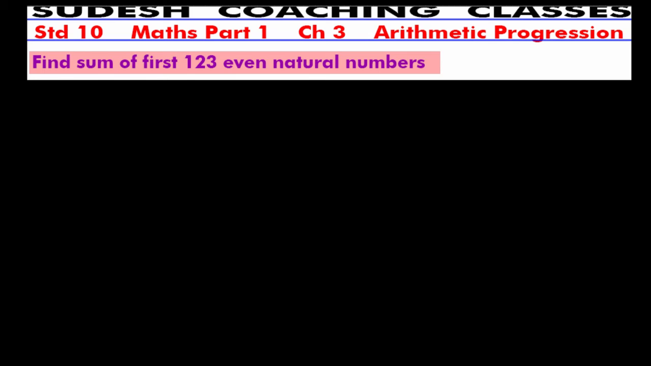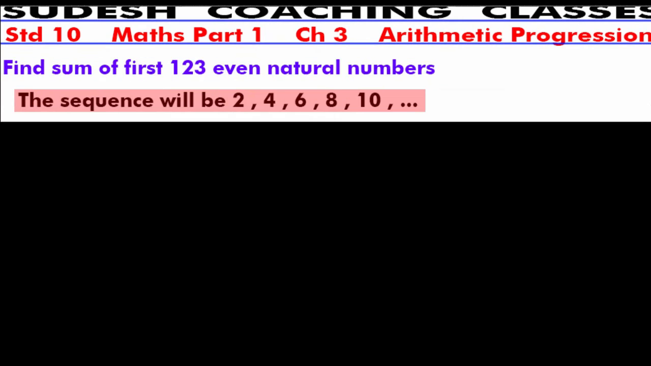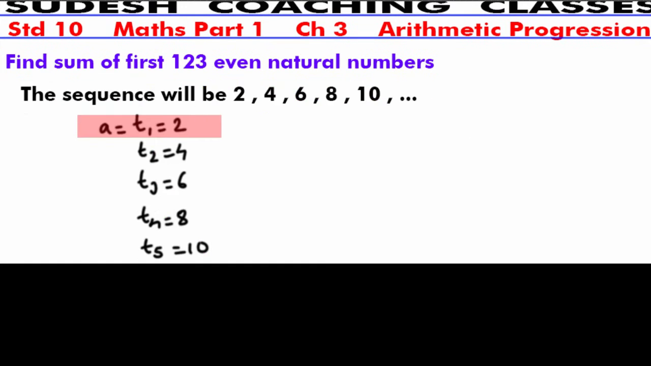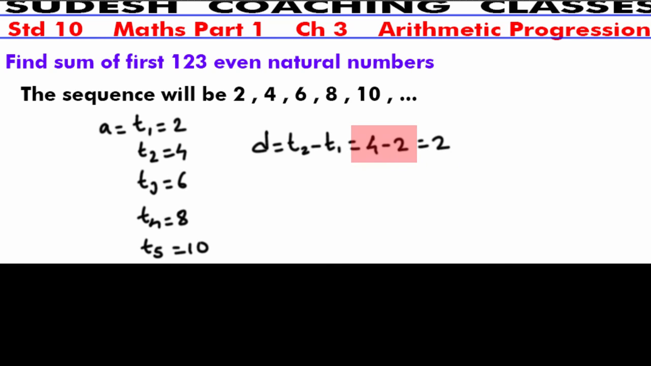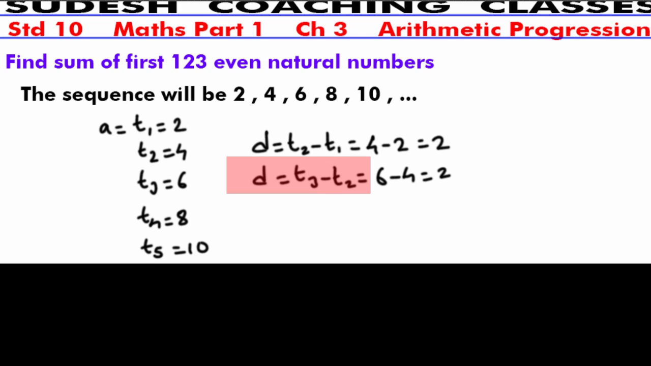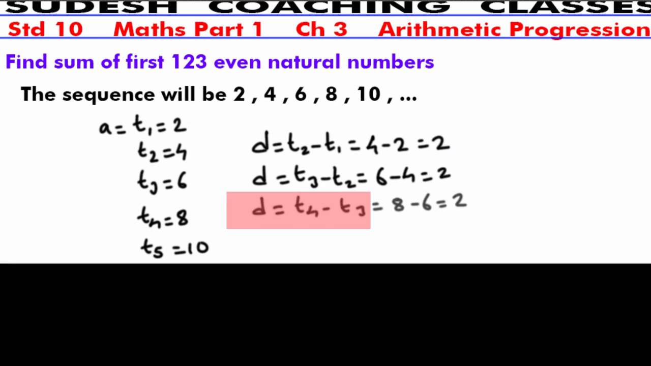Let's find the sum of the first 123 even natural numbers. The sequence will be 2, 4, 6, 8, 10 and so on. So the first term A is equal to T1 is equal to 2, T2 is 4, T3 is 6, T4 is 8, T5 is 10. So D is T2 minus T1, which is 4 minus 2, which will give us 2. Again D is equal to T3 minus T2, which is 6 minus 4, which will give us 2. Again D is T4 minus T3, which is 8 minus 6, again 2.